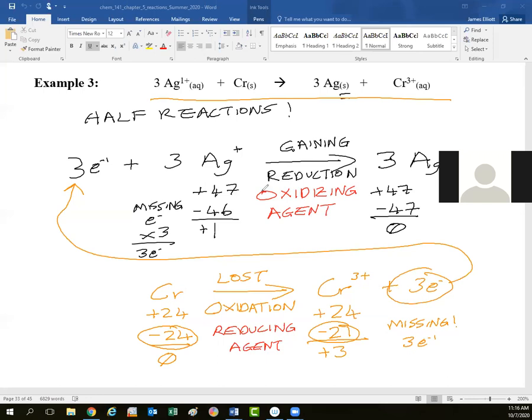Work out if the chemical is reduced by gaining electrons or oxidized by giving electrons away. And then just simply remember it's the agent for the other process. So anything oxidized is a reducing agent. Anything reduced is an oxidizing agent. It's always the agent for the other process. So there's our example number 3 with silver and chromium.